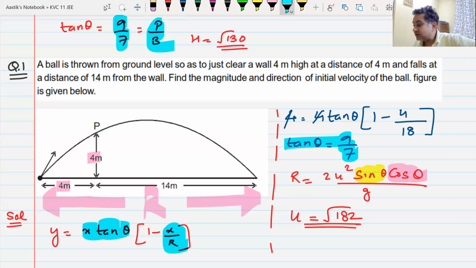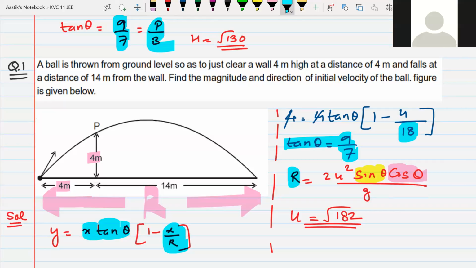Once you get sin and cos, you can get the range. Range is already given as 18. It is not given directly, but it is given indirectly. I'll give you 2 minutes to calculate it on your own and get the answer. You have to calculate it on your own. That will give you more confidence. I'll wait for 2 minutes. Once you get the answer on your own, please let me know so that I can move ahead. Any problems, any doubt, please ask.